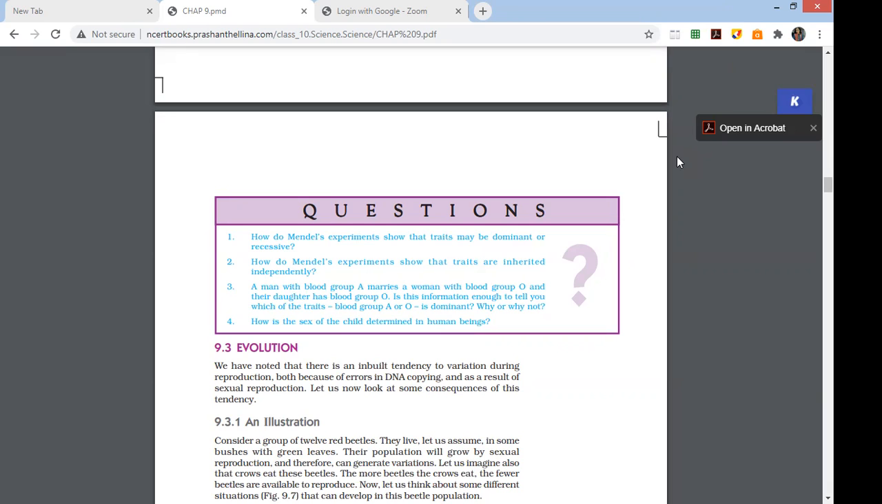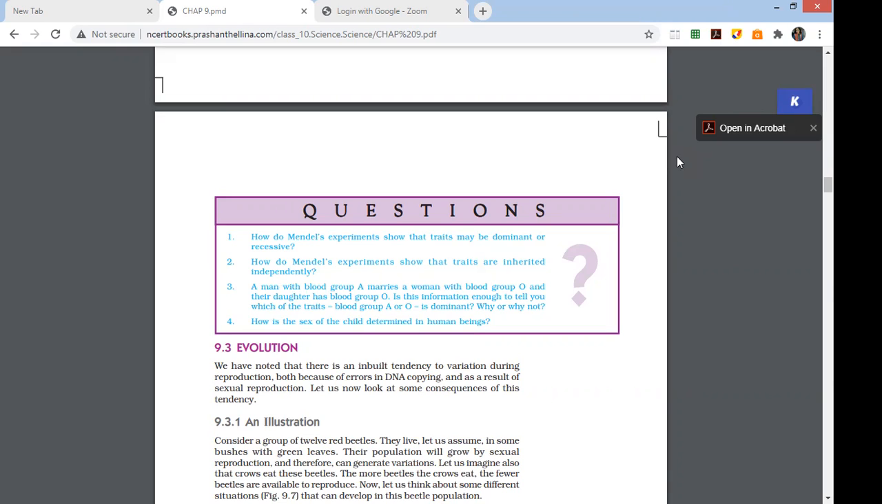As we all know, Mendel performed his experiment on the pea plant. For his experiment, he selected pure breeding pea plants with various contrasting traits. Pure breeding, what does it mean? It means that the progeny of that plant is exactly similar to their parents without any variation.